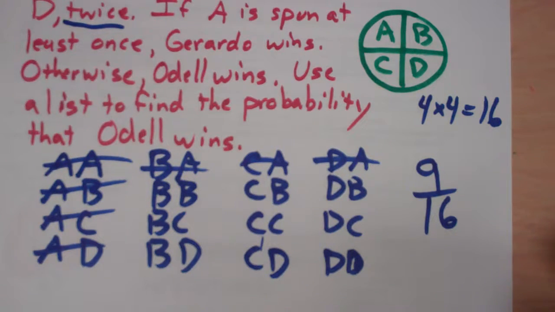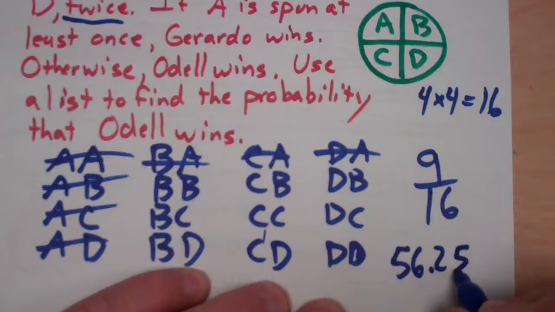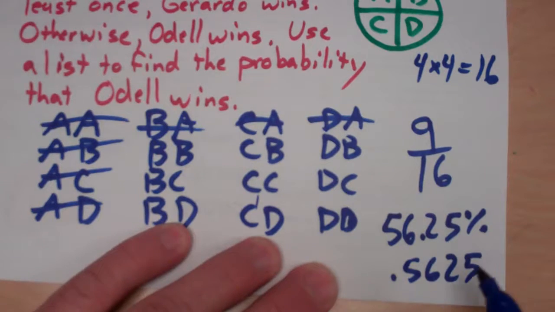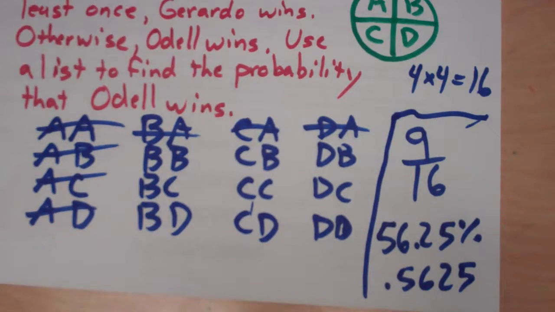And if you divide 9 by 16, you'll get he has a 56.25% chance, or 0.5625 as a decimal. So as a fraction, as a percent, or as a decimal, we can find out Odell's chances of winning. Could you figure out Gerardo's chances of winning?